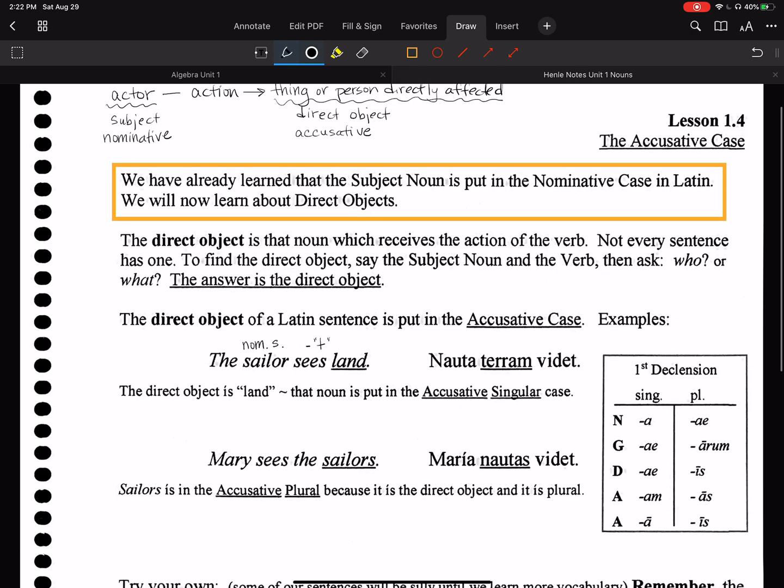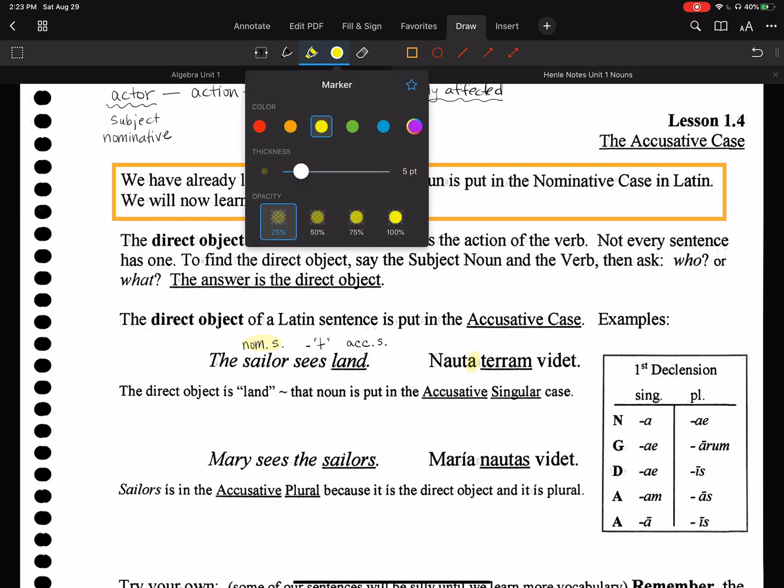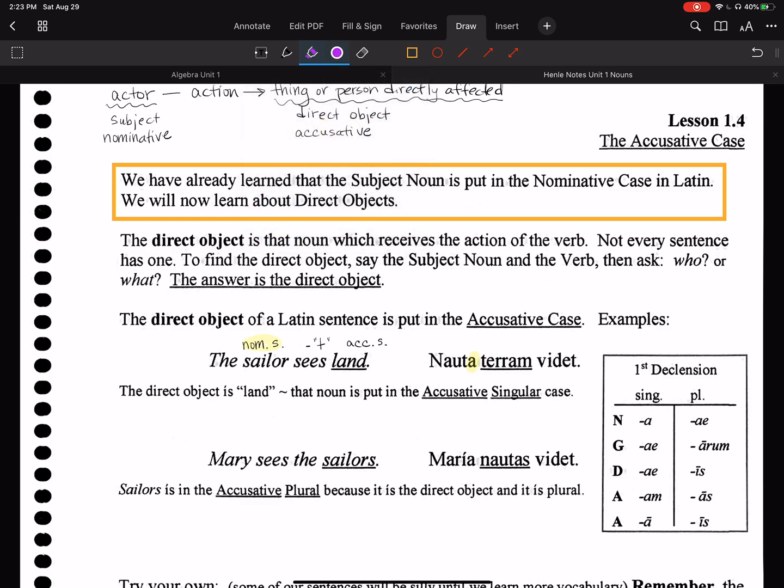So this is our direct object, and in Latin, this would be the accusative. Now, land is singular, so it's going to be the accusative singular ending. And so you'll see here the nominative singular, nauta, so we have our short A on the end. That's the nominative singular ending. And then I'll change colors here for my direct object. So I have an accusative case here.